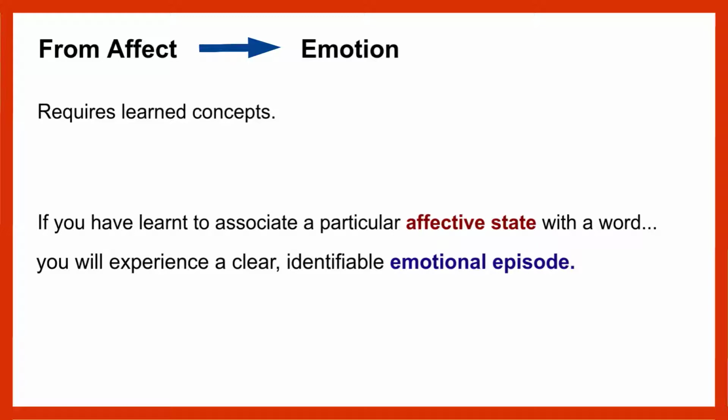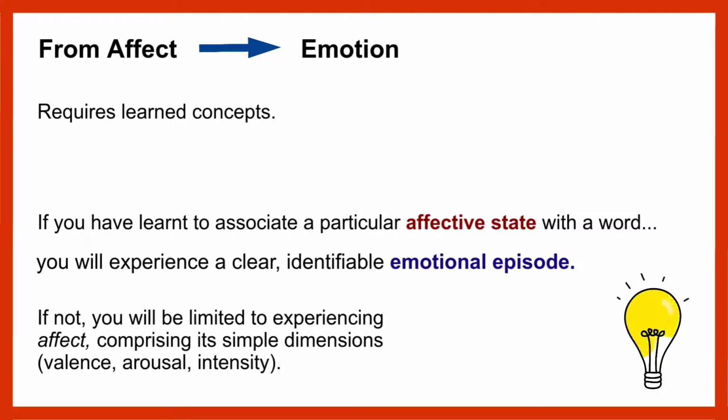It turns out that learned concepts bridge the gap between affect and emotion. If you have learnt to associate a particular affective state with a concept and named it, which is called situated conceptualization, you're able to experience a clear, identifiable emotion instead of just primitive affect. However, if you haven't assimilated a word or phrase that describes the particular physiological state you're in, you'll be limited to feeling rudimentary affect. In this sense, emotions are essentially complex, emergent forms of affect.